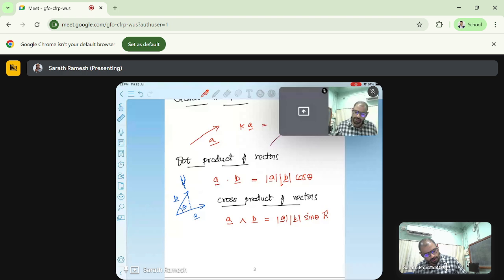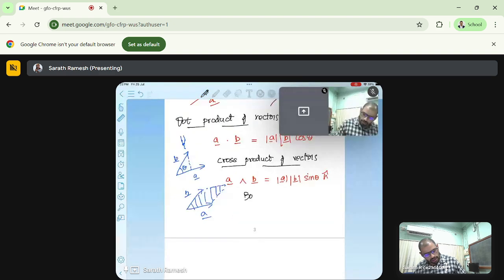Box product, represented by box of ABC. This is A dot B cross C. This is actually the volume of the parallelepiped formed by A, B, C. If we have a parallelepiped whose adjacent sides are A, B and C, the volume gives us the box product. So these are some of the basics related to vectors. Let's quickly move on to the question that we have.